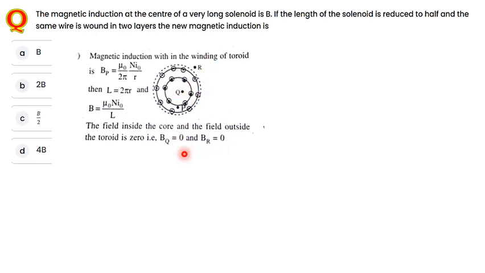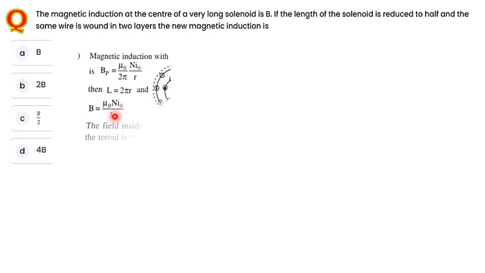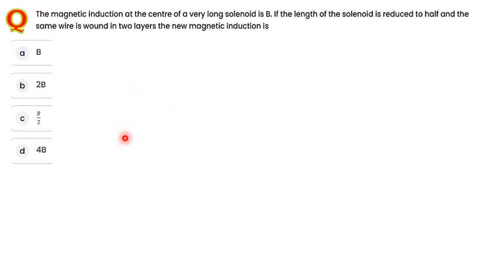Just remember these highlighted points, because they will ask you concept-oriented questions on these two. Outside the core, the magnetic induction is 0, but at the center they have given that value. Remember this one, and you can understand.